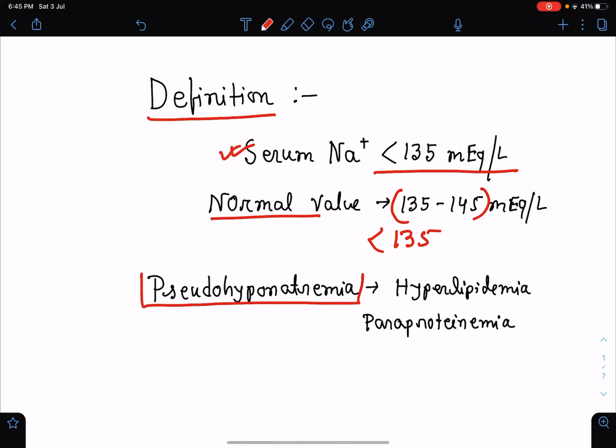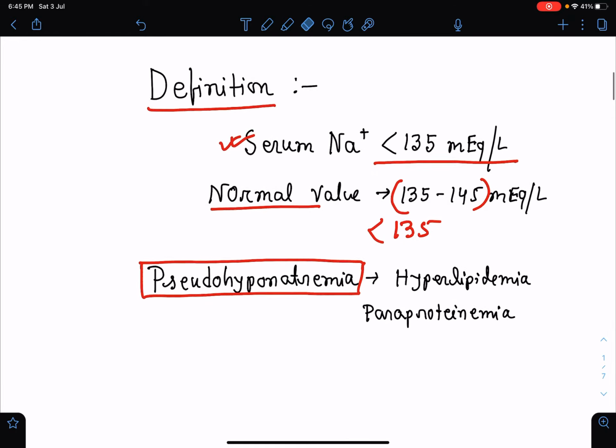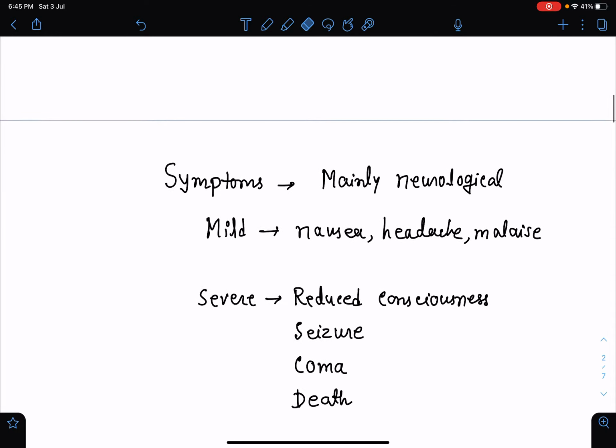Pseudo hyponatremia is also known as isotonic hyponatremia. In cases like hyperlipidemia and paraproteinemias, we may get pseudo hyponatremia. Why pseudo? Because the low serum sodium is not because of any pathology, but is rather an erroneous lab value, because hyperlipidemia and paraproteinemia cause an increase in the non-aqueous portion of the plasma, which ultimately results in erroneous detection of a low serum sodium level. That is why it is known as pseudo hyponatremia, not a true hyponatremia.